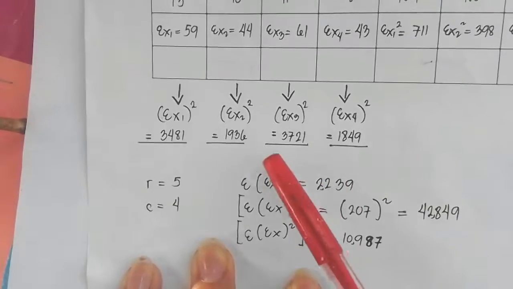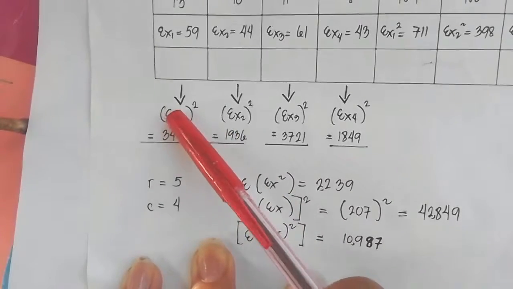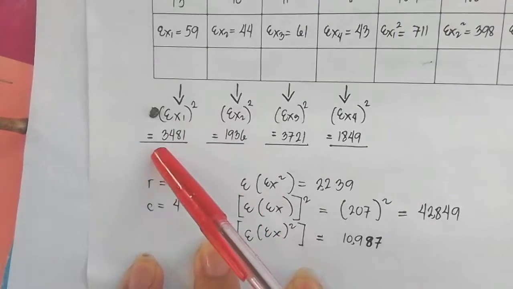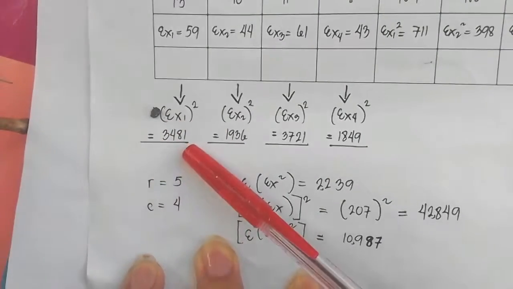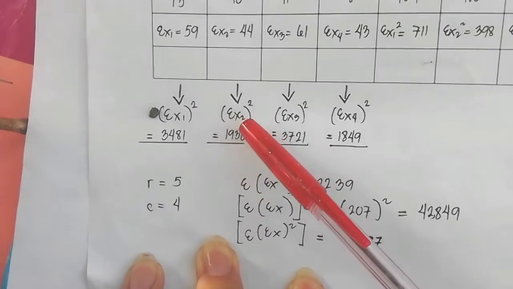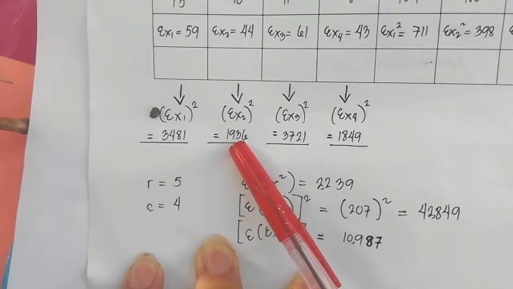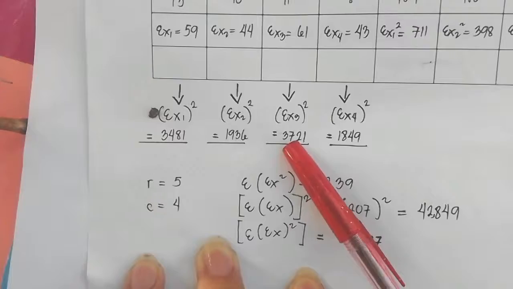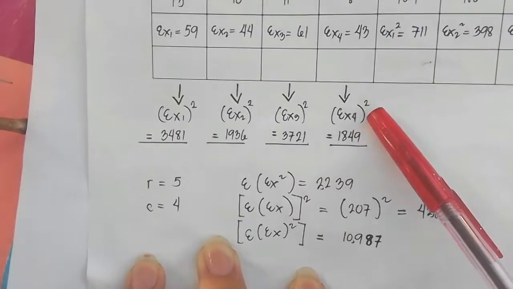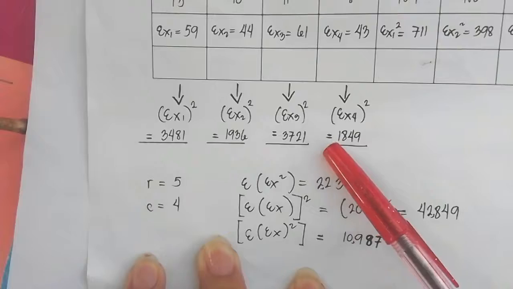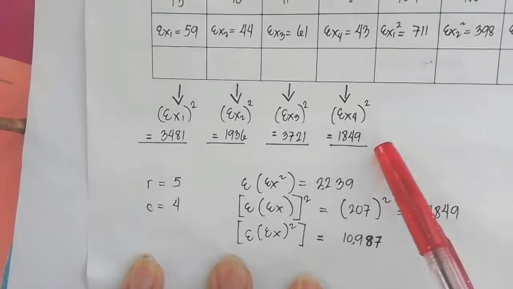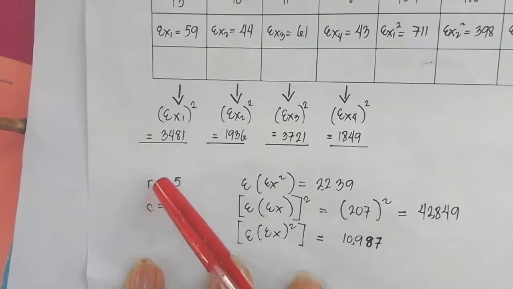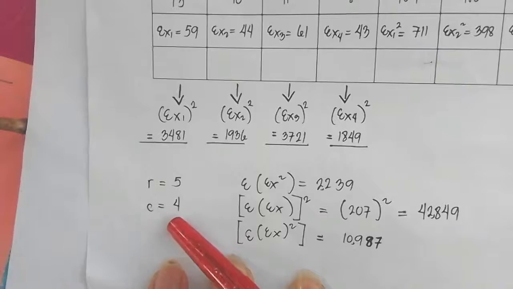Then get the squared of the summation x sub 1, sub 2, sub 3, and sub 4. The squared of summation x sub 1 equals 3,481, sub 2 equals 1,936, sub 3 equals 3,721, and sub 4 equals 1,849. Then note that our R is 5 and our C is 4. The R represents the row and the C represents the column.